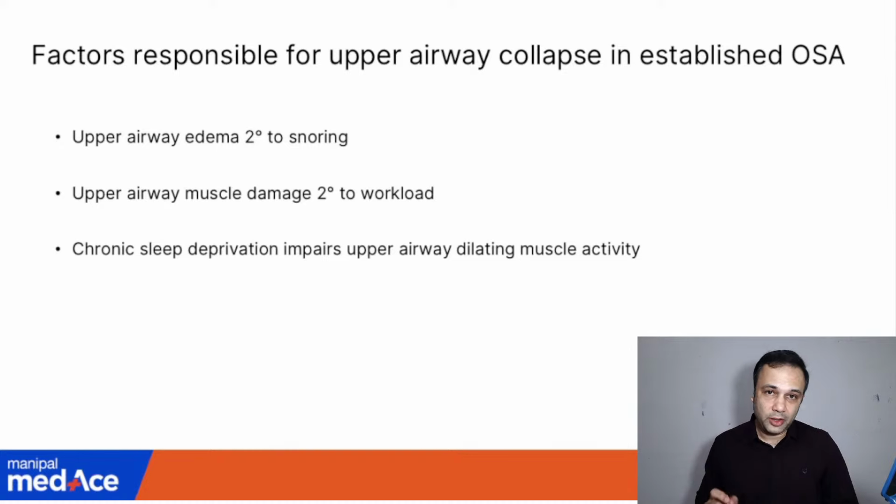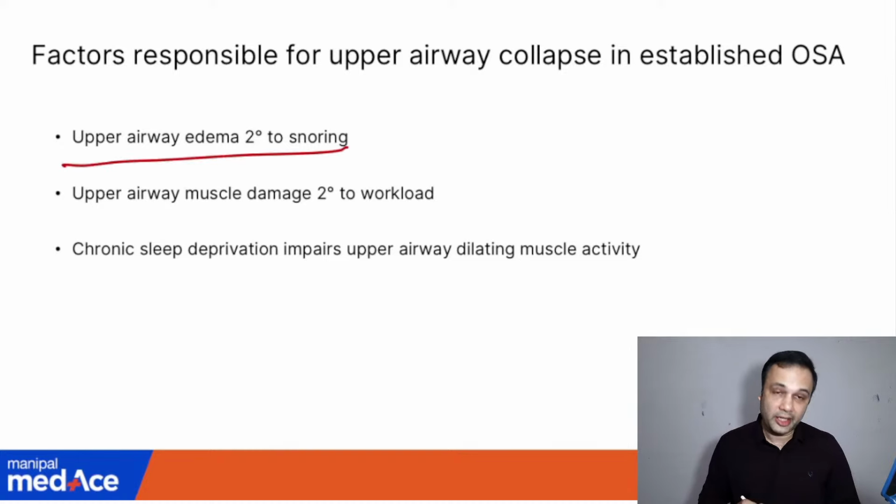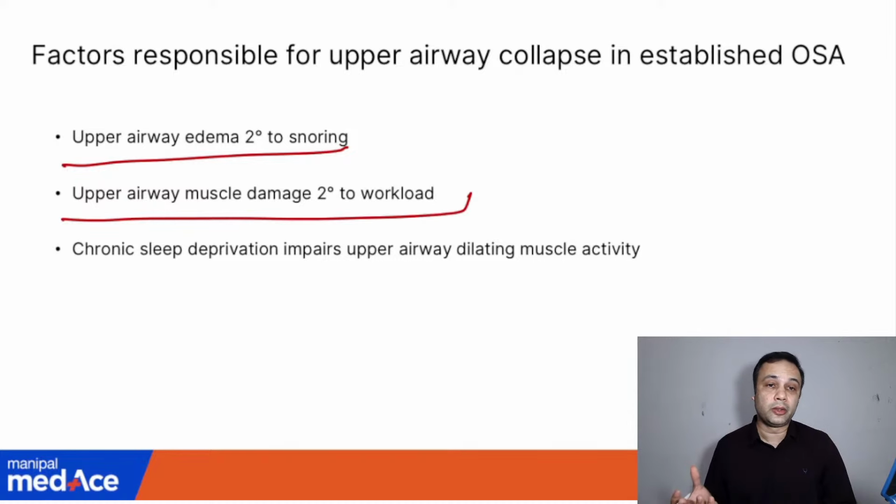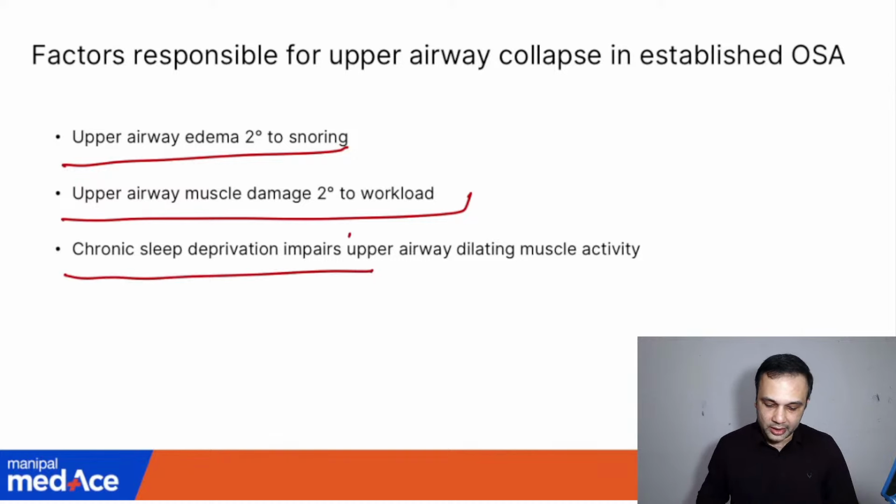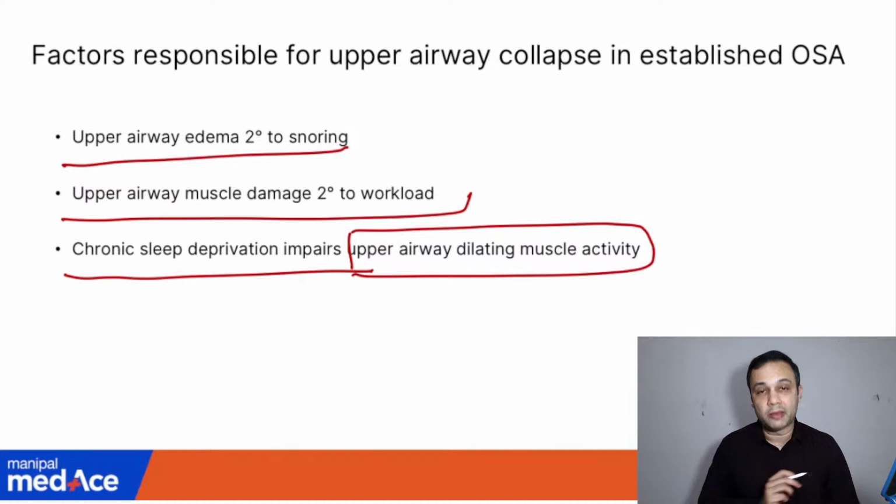What is responsible for upper airway collapse? There is edema, that is secondary to snoring, muscle damage due to increased workload. There is increased muscle activity during obstructive sleep apnea, which can contribute towards upper airway collapse, and sleep deprivation impairs the upper airway dilating muscle activity, so they tend to collapse. So sleep deprivation is one of the other factors that you need to keep in mind.